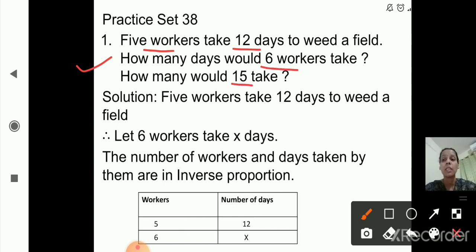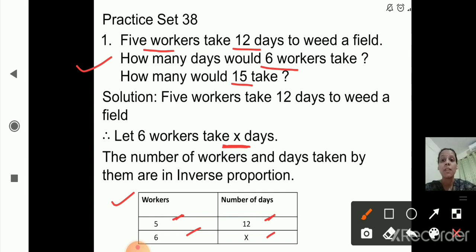Okay, so first thing is 5 workers take 12 days to weed a field. Therefore, let 6 workers take X days. We will consider that as X. So for 6 workers, they take X days. The number of workers and days taken by them are in inverse proportion. Now you will make a column like this. Here workers and number of days are given. If there are 5 workers, they require 12 days, right, which is given in the question. So for 6 workers they require X days, that we will consider.